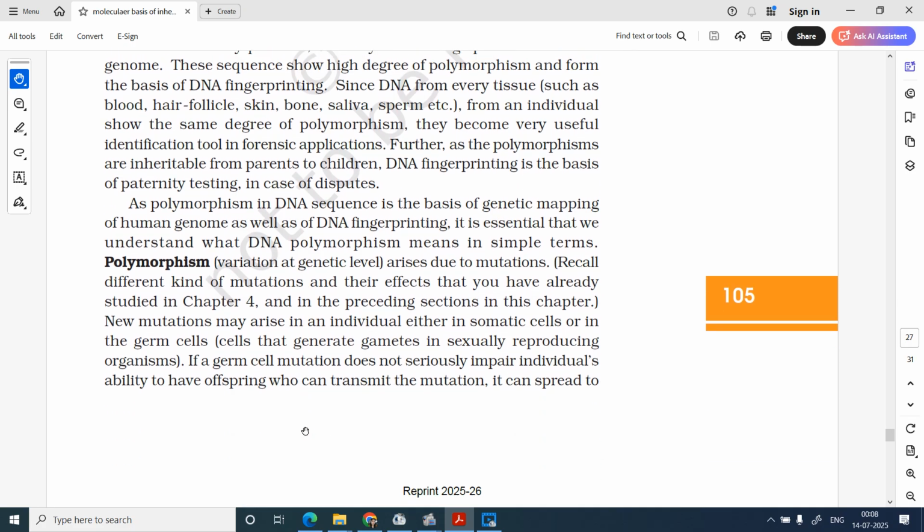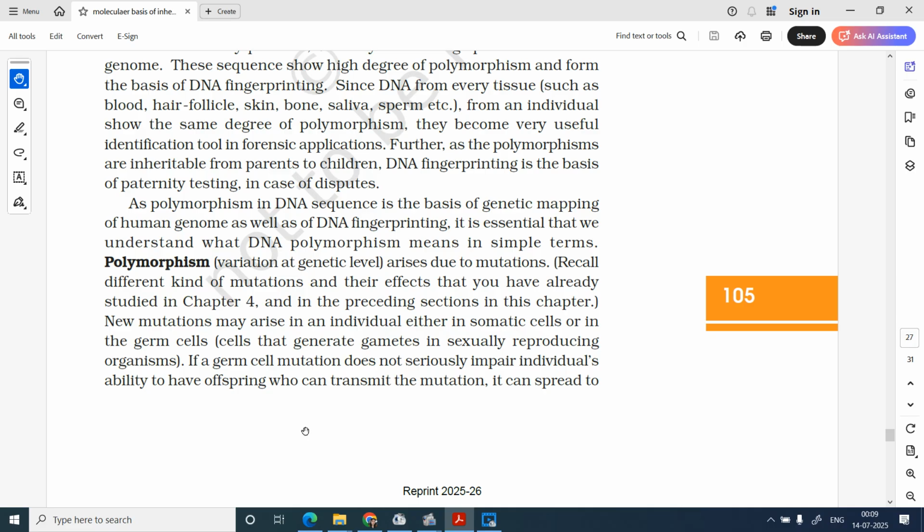As polymorphism in DNA sequence is the basis of genetic mapping of the human genome as well as DNA fingerprinting, it is essential that we understand what DNA polymorphism means in simple terms. Polymorphism (variation) in genetic material arises due to mutations. Recall different kinds of mutations and their effects that you have already studied in chapter 4 and in the preceding sections in this chapter. New mutations may arise in an individual either in somatic cells or in the germ cells that generate gametes in sexually reproducing organisms.